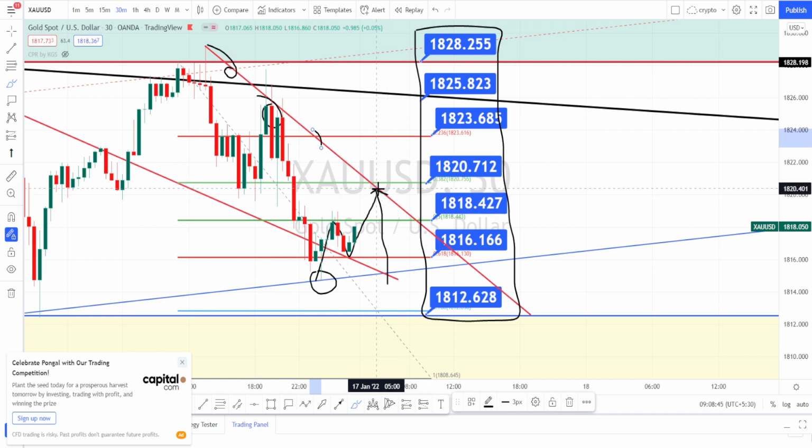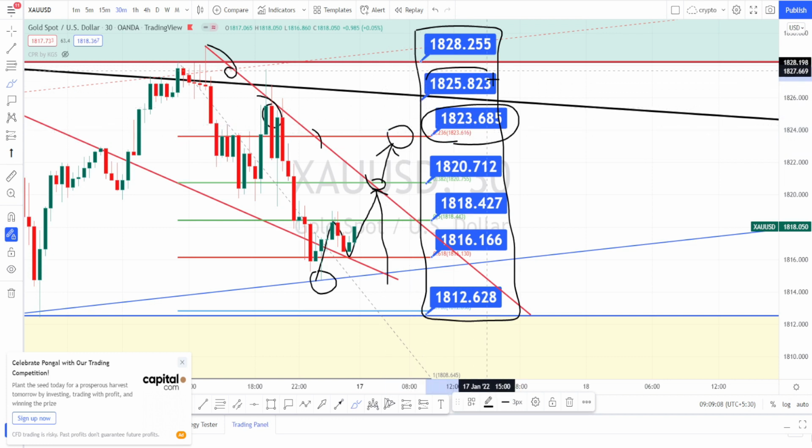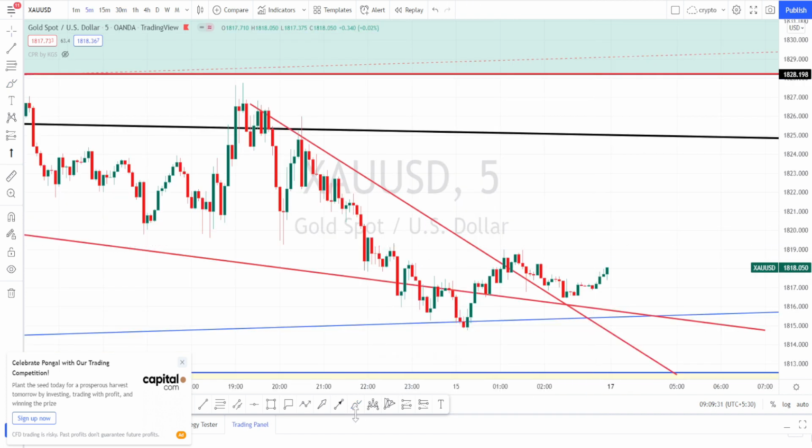If the price action breaks this resistance level, then you can go on a bullish side trade, and the next target on the bullish side is going to be 1823, and if it breaches this level also, next target is going to be 1825. Let us do the analysis in 5 minutes time frame. So I am in 5 minutes time frame now. Here I have drawn the trend line.